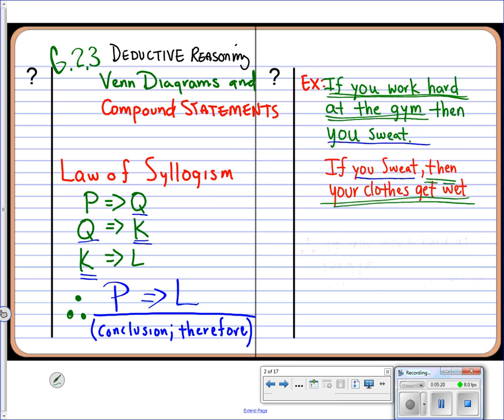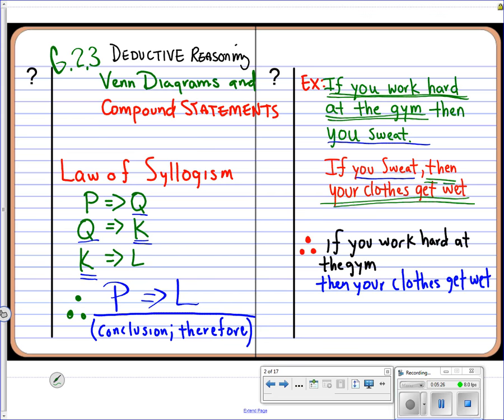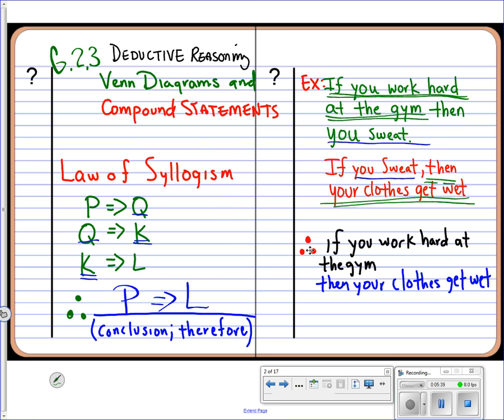Again, I want to encourage you that if at this point you're not sure what all that meant, then put it on pause and back up and make sure that you understand the law of syllogism. It's a tool to allow you to take a series of conditional statements that have a special order to them and then come to a final conclusion that's much simpler.